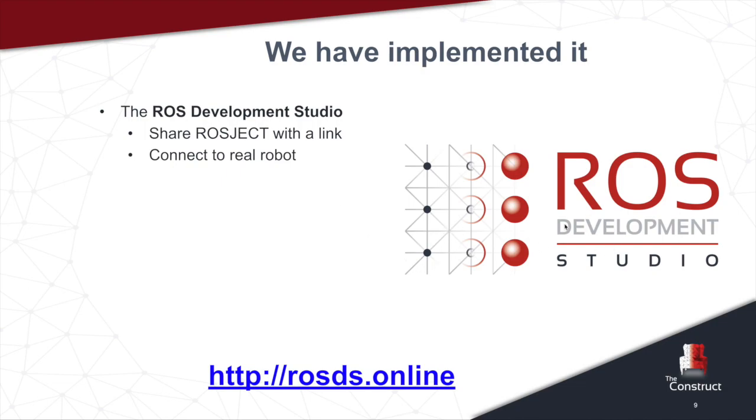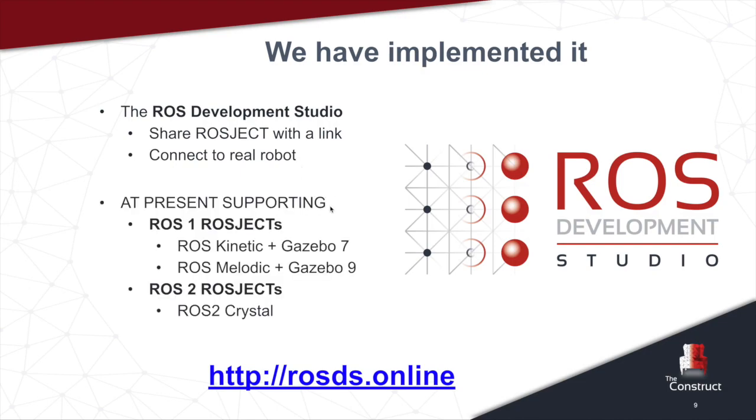So this implementation here even includes an option to connect to a real robot once you have your system working with a simulation. So you can test on the real robot directly from the cloud platform. And at present, we are supporting ROS 1 Rosjects with Kinetic and Gazebo 7 or Melodic and Gazebo 9. And also ROS 2 Rosjects with ROS 2 Crystal. So during the month of July, we are going to add ROS 2, what's the name? Okay, I forgot about the D version of ROS 2.